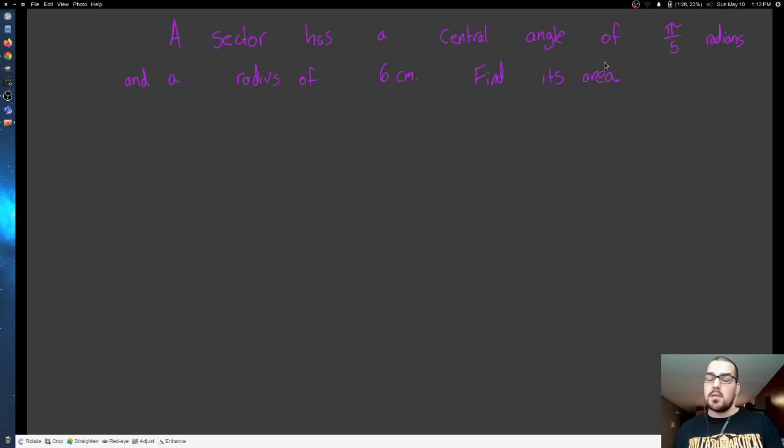Even though you get fractions and stuff, not too wild. Again, think to yourself, if I had the full circle, that would be its area, pi r squared. But I don't have the full circle. Instead, I have only a portion of it. I have pi over 5 out of 2 pi.